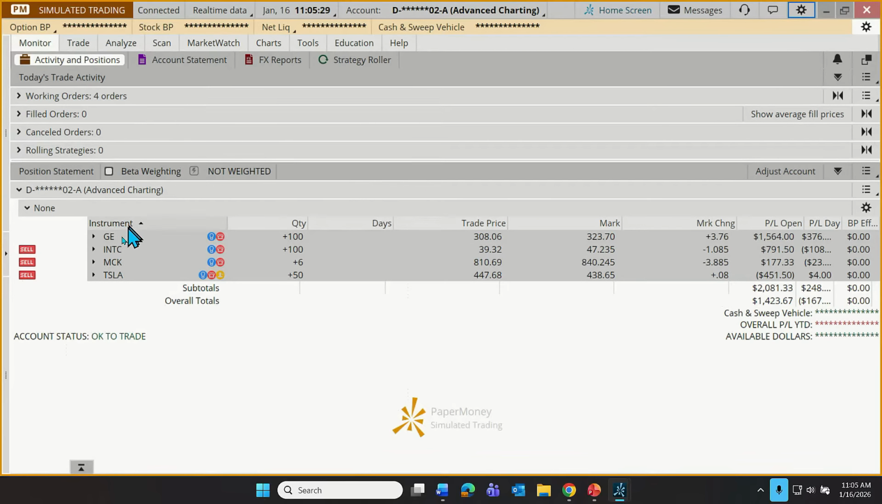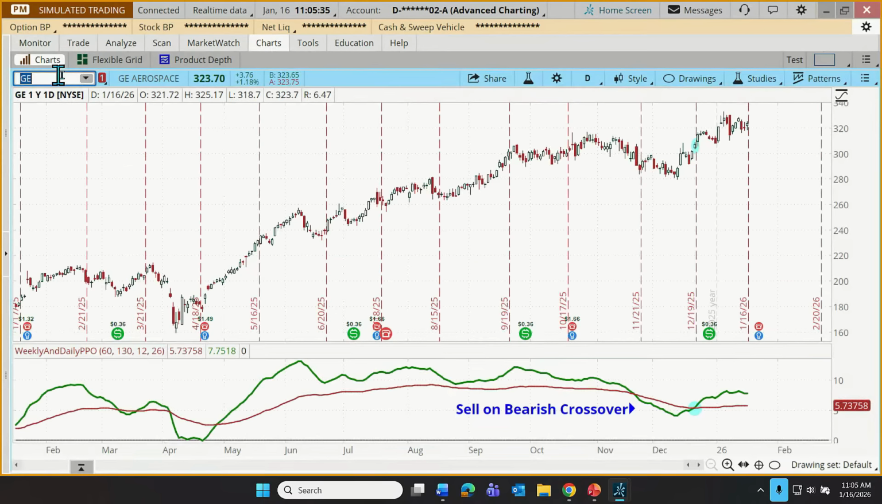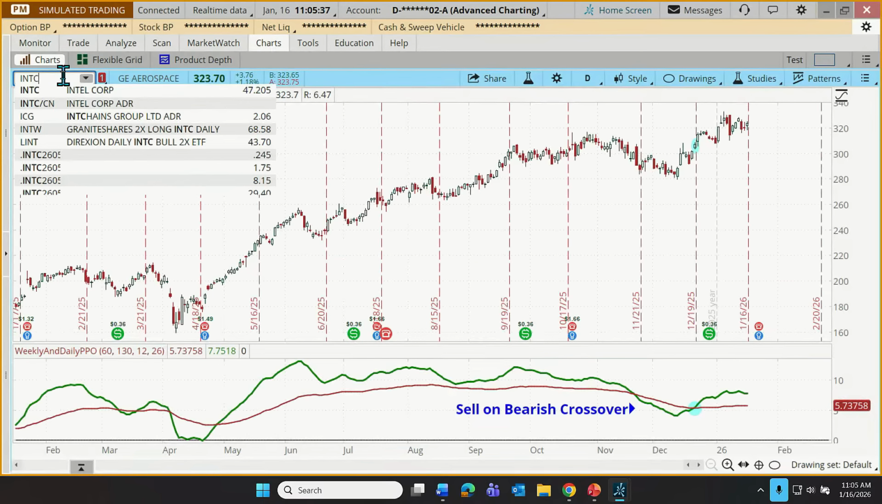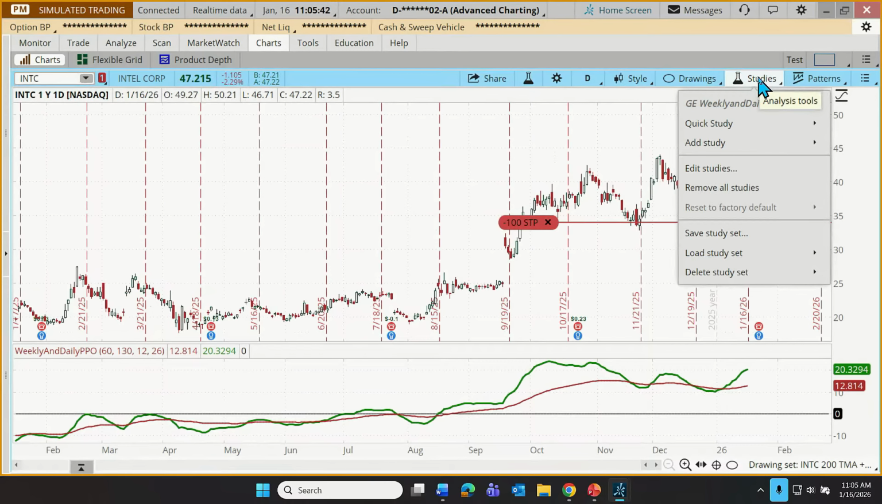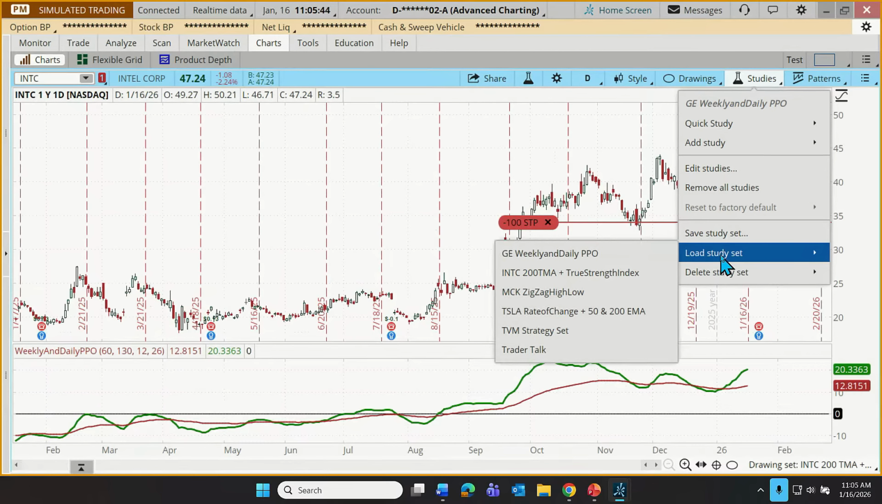Let's go on, have a look at our Intel trade. 100 shares there. That one's doing just fine as well. Here's the Intel trade logic. So this one, we have a different set of studies. We've saved those up here. Let's load up that study set for our Intel 200.